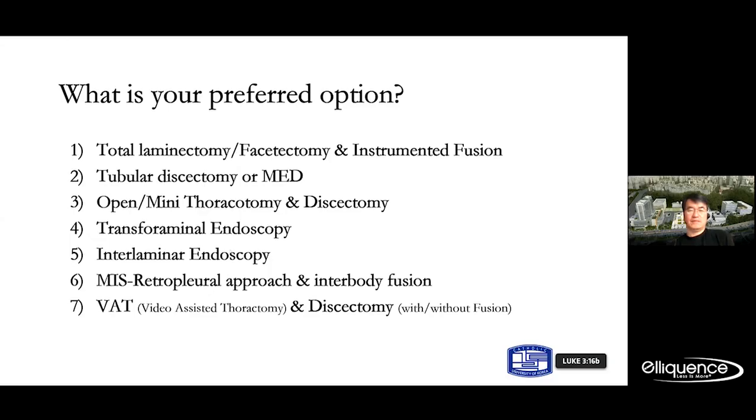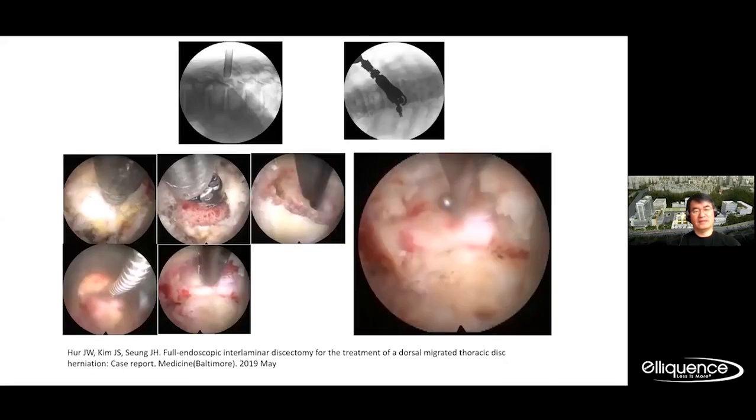Yeah. So most of you guys love to do the interlaminar endoscopic discectomy. As for transforaminal endoscope, technically, considering the location of the disc herniation, transforaminal endoscope cannot be used in these special cases, right? Okay, let's see the other page.